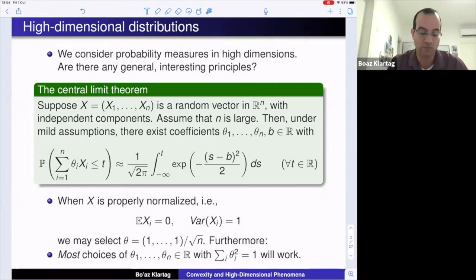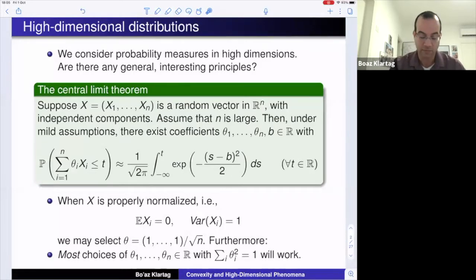The central limit theorem is concerned with a collection of independent random variables, X1, X2, up to Xn, and we would like to group them in a random vector in R^n, which we denote by X. Okay, and we assume that n is very large because we care about high dimensions. And then, as it turns out, under some mild regularity assumptions, there exist coefficients theta 1, theta 2, up to theta n, such that this weighted combination, the sum of theta_i times X_i, is approximately a Gaussian random variable.